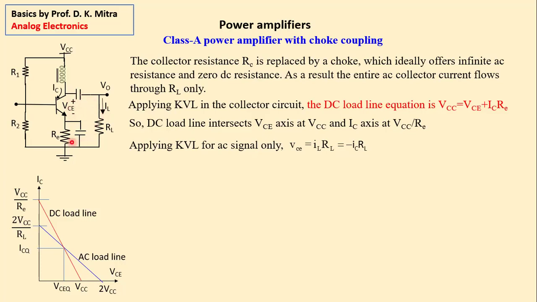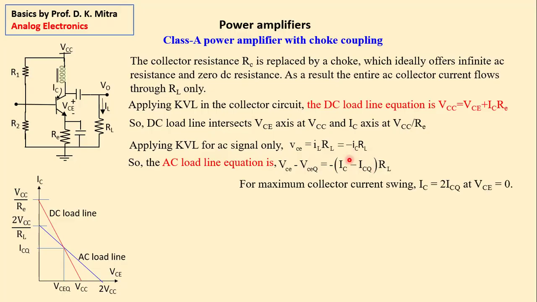So this branch shows that vce is equal to ILRL. Now, actually, collector current flows in the opposite direction, in this direction, but the conventional load current is in this direction. So it is equal to minus icRL, right? Then the AC load line equation: the AC signal vce is equal to total VCE minus the DC part VCEQ. Similarly, the AC current ic is equal to the total current minus the DC portion ICQ. So this is an expansion of this earlier equation only.